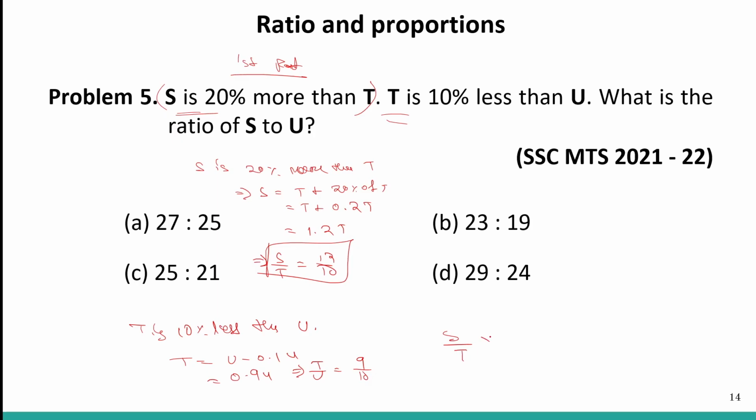So S by T into T by U is equal to what? S by U is equal to 12 by 10 into 9 by 10. This is equal to 108 by 100. Okay, divide by 4: 27 by 25. So 27 is to 25 is the correct option.